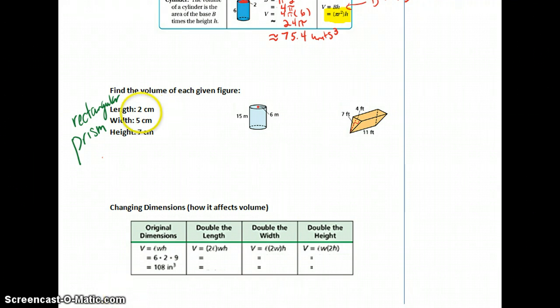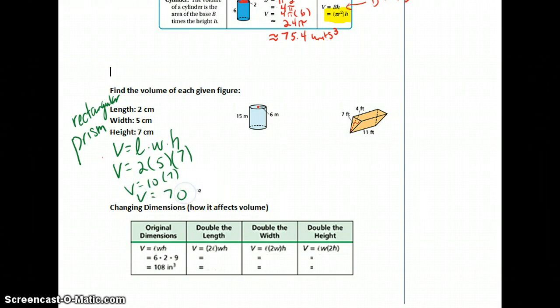Alright, welcome back. We're going to look at the first example. It's a rectangular prism. It has a length, a width, and a height given. It's probably easiest if you just know your dimensions and plug them into the formula. Our length was 2, our width was 5, and our height was 7. When we multiply these together, we get our volume equal to 70. It is centimeters to the third, or centimeters cubed.